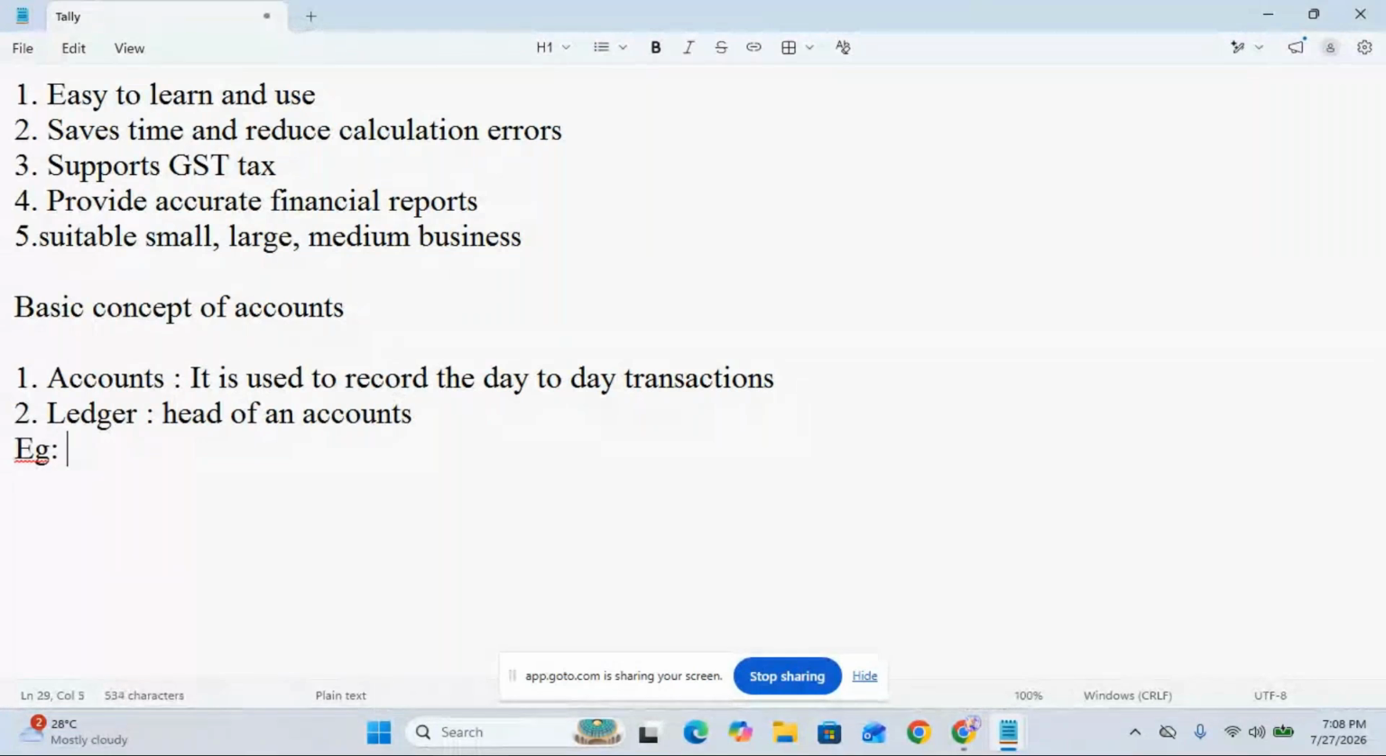You can just answer for this. Rent paid rupees 5,000 by cash. So what are the ledgers that will come in this example? Rent account, cash account. Very good. So here there are two ledgers: rent paid account and cash account. Okay, this one we call ledgers. Okay. Next one, asset.